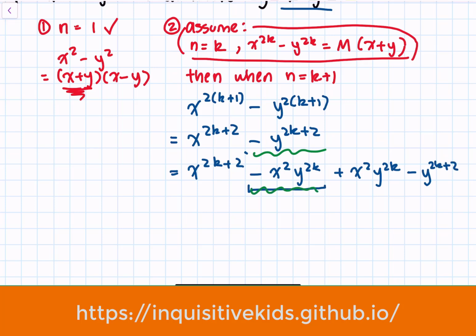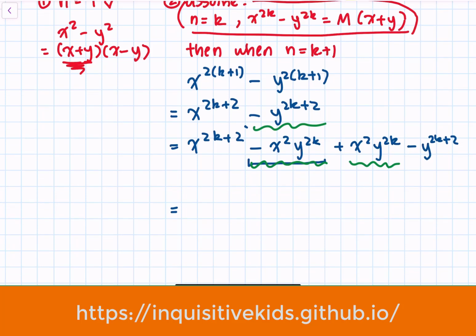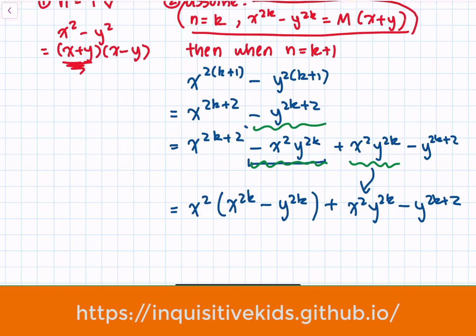So if you look here, we've essentially just come up with our own terms to help ourselves. Then if we make up this term, we can factor out an x to the second power. x to the second power gives us x to the 2k minus y to the 2k plus this x squared times y to the 2k power minus y to the 2k plus 2 power. And as you can see, we used the distributive property and factored out the x squared just to get this x to the 2k minus y to the 2k.